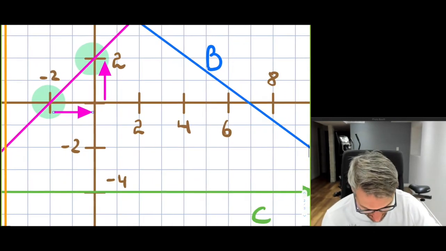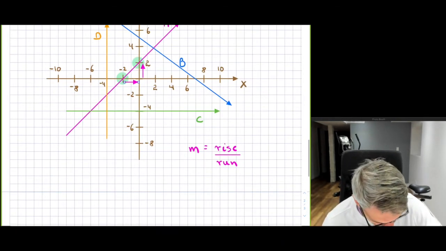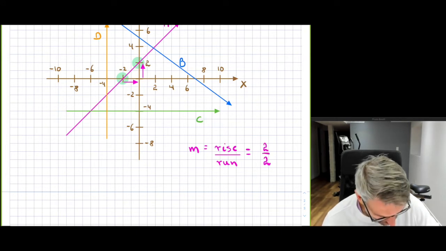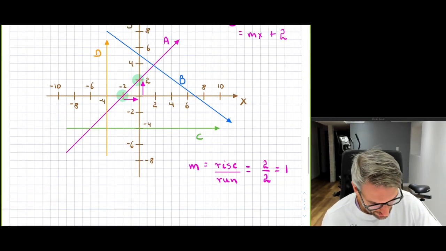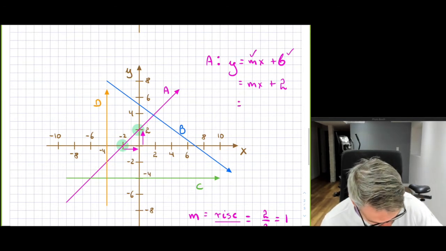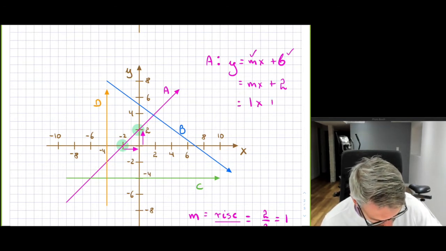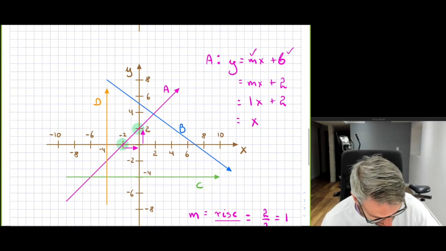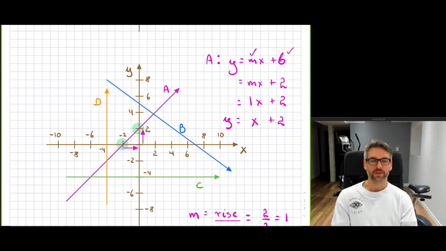So my slope turns out to be 2 over 2, which is just equal to 1. So my equation would be 1x plus 2, and we don't typically write the 1, so this would be just x plus 2 as your equation, or your relationship between y and x, with slope 1 and the intercept of 2. All right, so that's the first line.